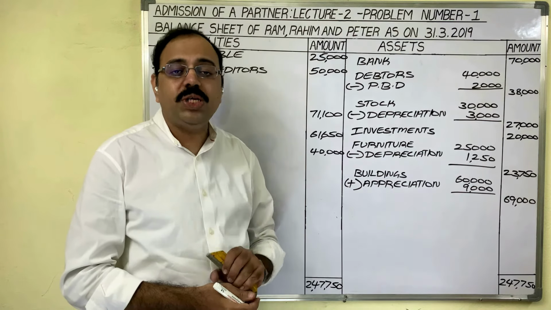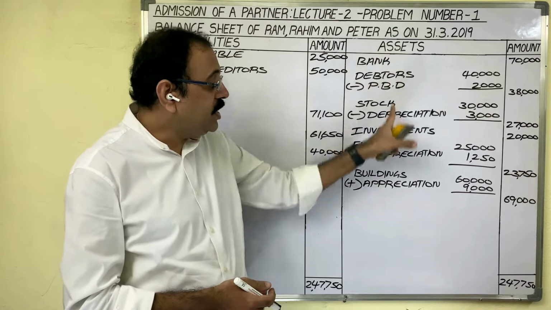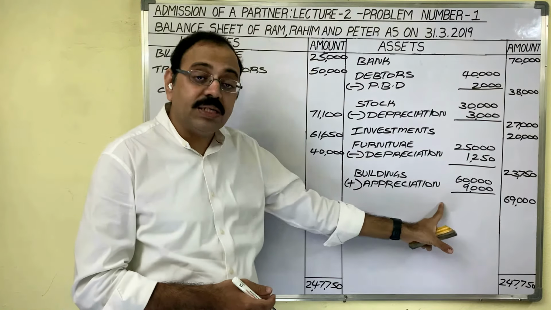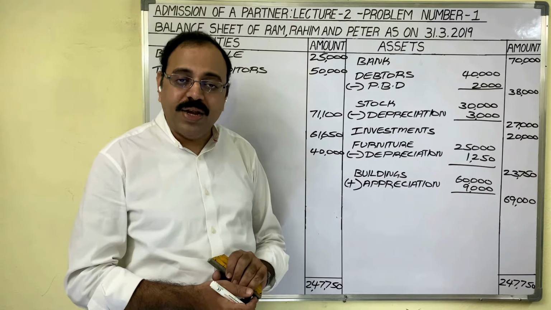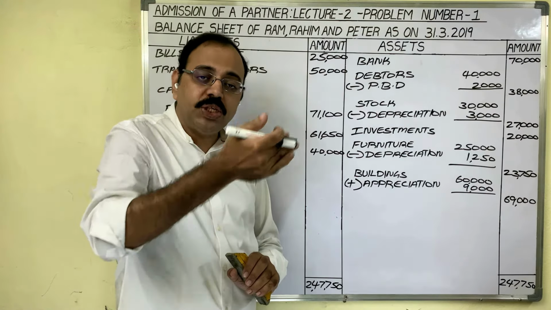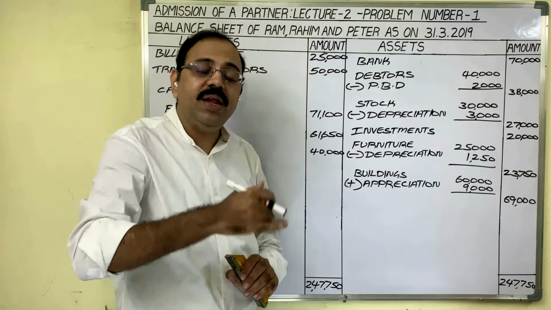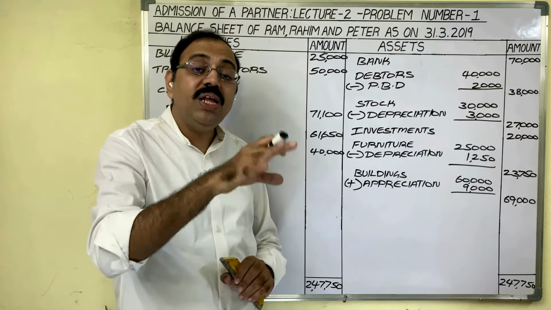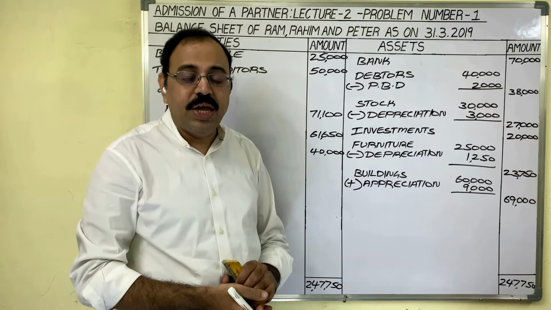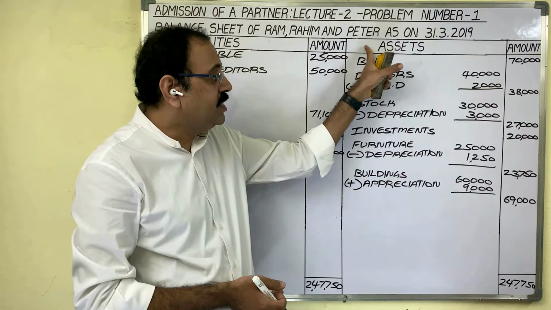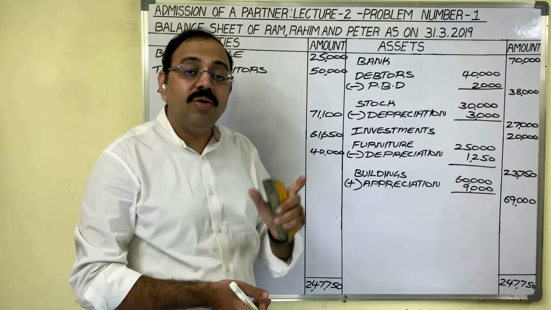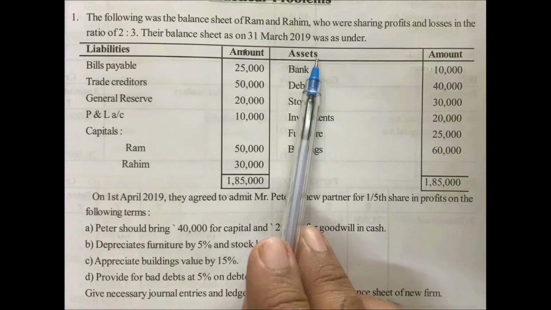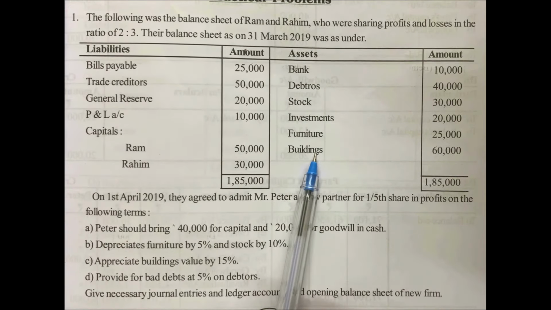As the goodwill account is closed, in the new balance sheet under the asset side, goodwill doesn't appear. So remember, premium B, that is, when the new partner brings goodwill and capital in cash, and when goodwill is retained in the business, in the new balance sheet under the asset side, we should not show the goodwill amount because the goodwill account will get closed. From the old balance sheet, we have taken all the assets.